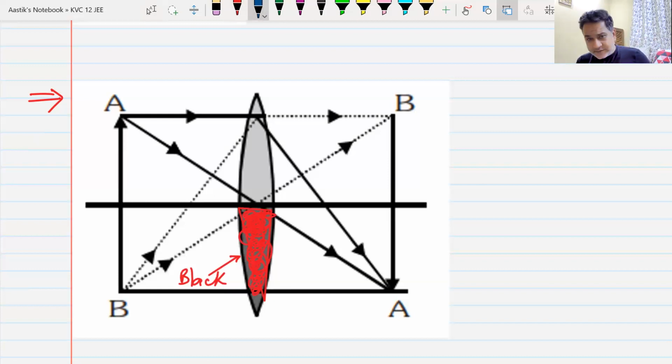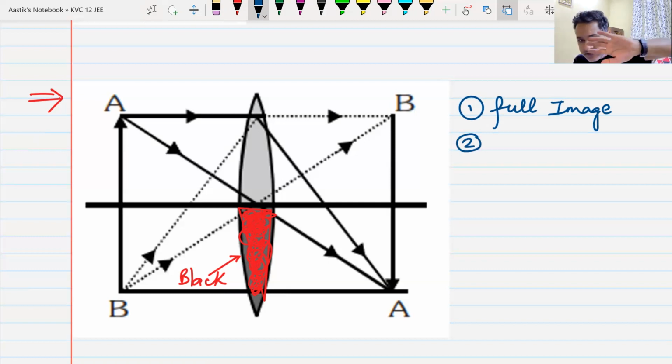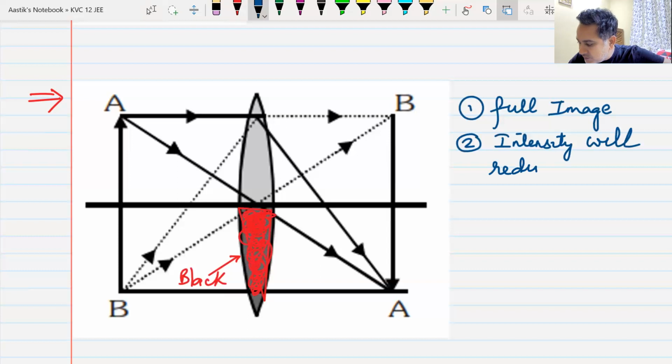So remember what will happen? Again, I ask you, will you have half image or will you have full image? You will have full image. But what will change if you cover half of the lens by a black paper? Intensity will reduce. In fact, intensity will become original intensity divided by 4 because we have covered half of that lens. Do we understand this? Yes or no? Yes, sir. Well done, sir. Please note it down, sir.